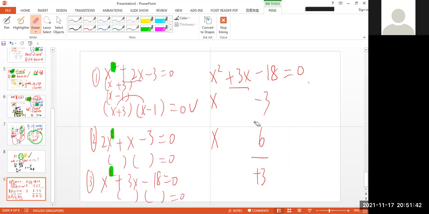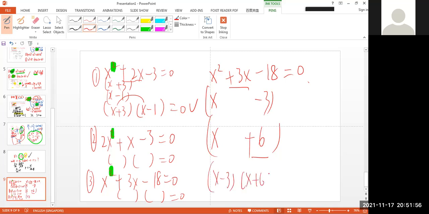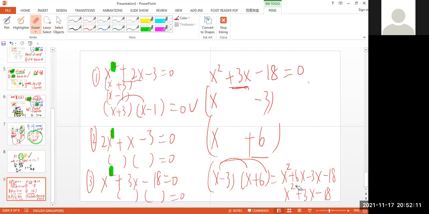So probably you want to test this, because minus 3 plus 6 is plus 3. So you just test this. Just write it horizontally. So you get x squared, then you get 6x, then you get minus 3x, then you get minus 18. Oh yes, you get plus 3x. So yeah, that's what you get. So this is the combination. Are you clear? So this is the combination.